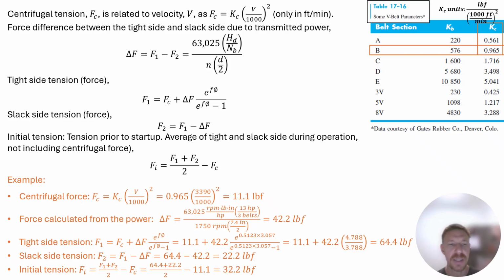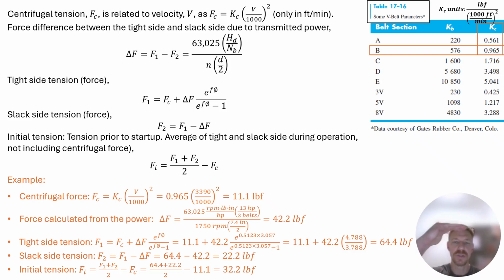So then we calculate the slack side tension, F sub 2, equals the difference between the tight side tension and the force difference, the delta F. So 64.4 minus 42.2, and on the slack side we only have 22.2 pounds force. And then the initial tension is going to be the average of F1 and F2 minus that centrifugal force, because when we start it up we don't have any centrifugal force, so we have to subtract that centrifugal force from the average, and we get 32.2 pounds force initial tension.